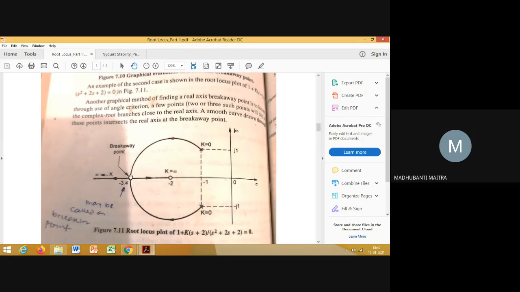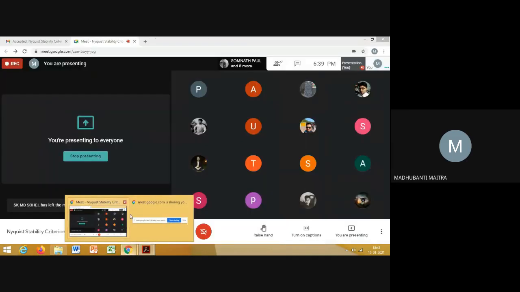So this is a straight line, this is another straight line, hence the angle is 90 degree. Two root branches are approaching each other, so breakaway direction will be plus minus 180 degree by r, in this case plus minus 180 degree by 2.